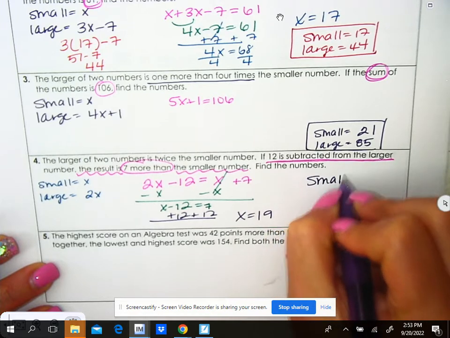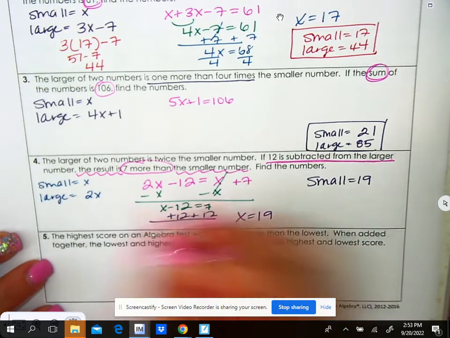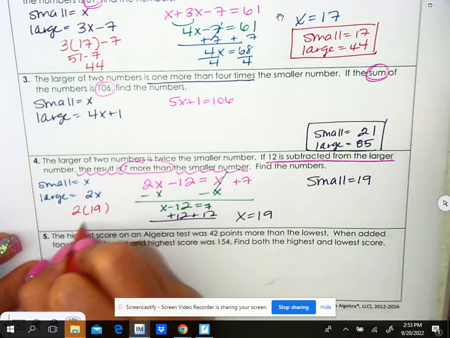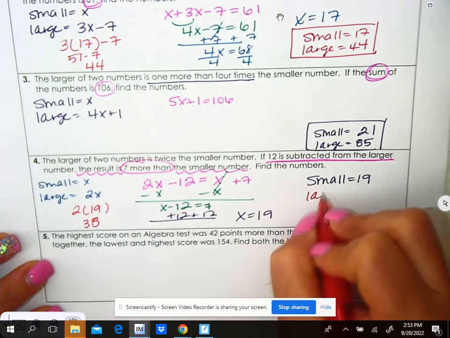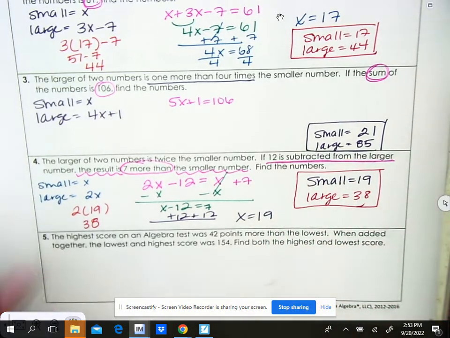So your x is 19. So our small is 19. And then we're going to plug that in. 2 times 19 gives me 38 for my large.